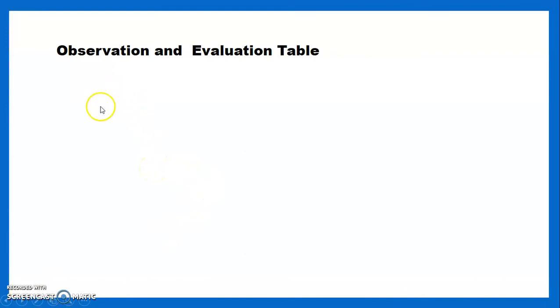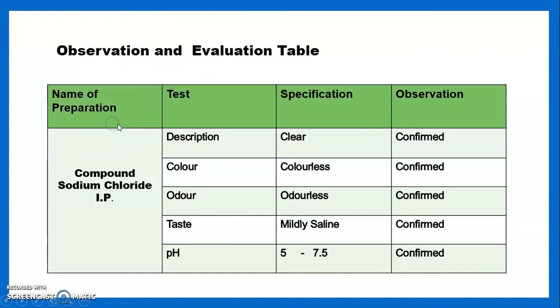After going through the stepwise procedure, we move towards the observation and evaluation table. The observation and evaluation table contains the name of the preparation, that is compound sodium chloride IP, and the test, specification and observation. The test should be performed as per description. We see in the practical laboratory that the description of our preparation is clear.